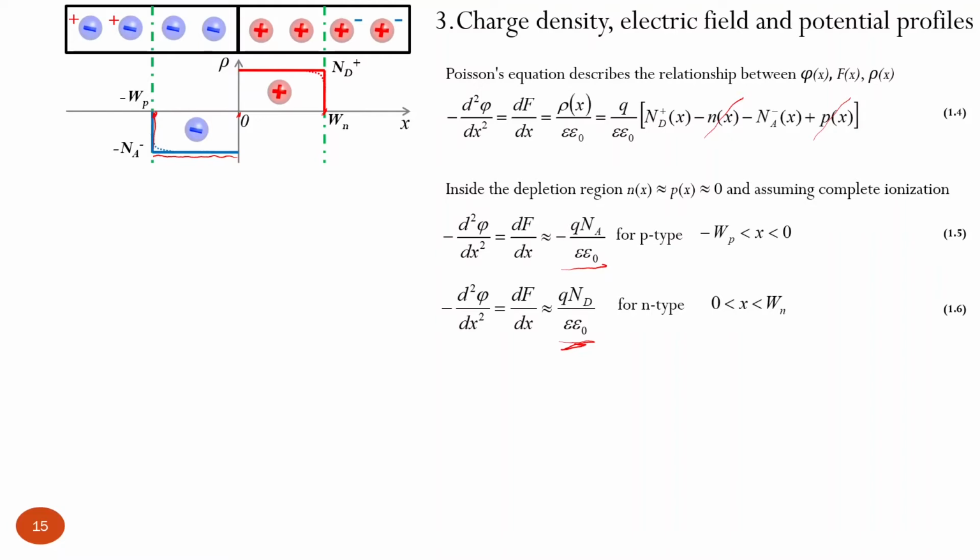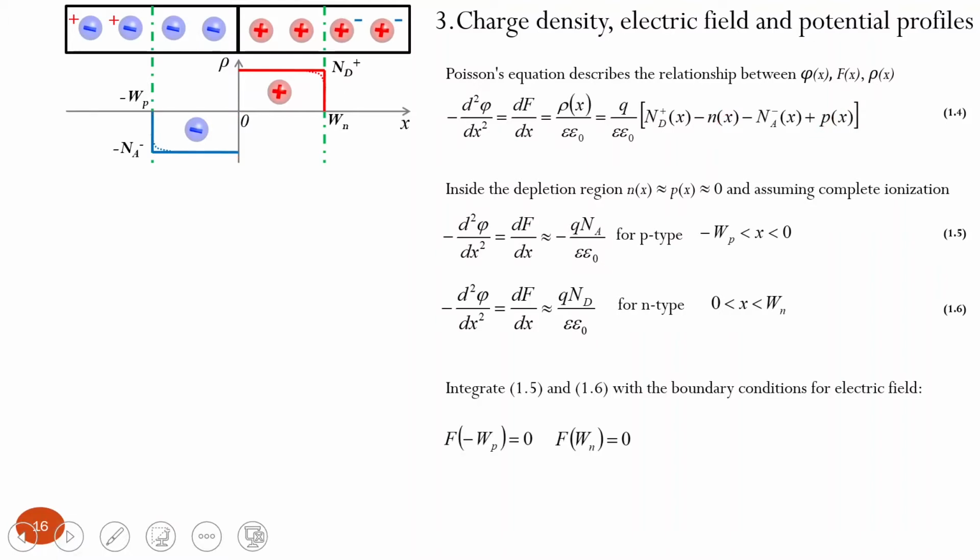So now obviously our next step is to calculate the electric field distribution in the depletion regions for N-type and P-type semiconductors. For this purpose we need to solve these differential equations considering some boundary conditions. So first boundary condition, the electric field at the edge of the P-type depletion region is equal to 0 at the coordinate x equal to minus Wp, and the electric field at the edge of the N-type depletion region at the coordinate x equal Wn also is equal to 0.